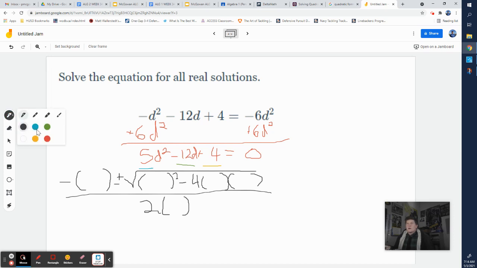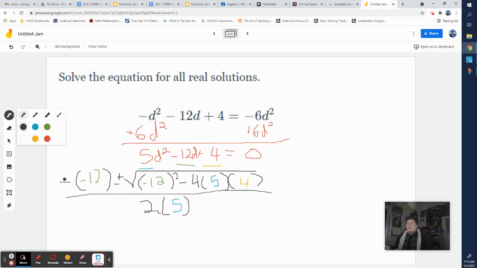So let's plug in our values. Our a value was 5, goes here, goes on the bottom. Our b value is that negative 12, so let's plug in negative 12, negative 12. And then our last missing piece is our one and only constant, which turns out to be a plus 4. Okay, let's simplify a little bit.